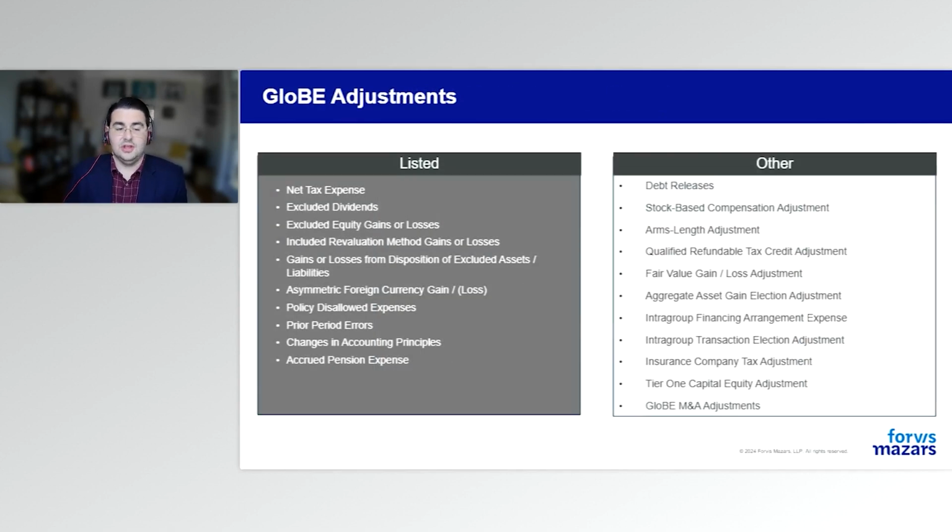What you see in front of you here is a bulleted, generalized listing of all the different book to GloBE adjustments that currently are in place today. The OECD has talked about adding some, even with respect to post December 2023 guidance. So this list could potentially grow larger over time, but this is where we are today. And we'll cover some of these elections that are noted in here in the next segment of this presentation.